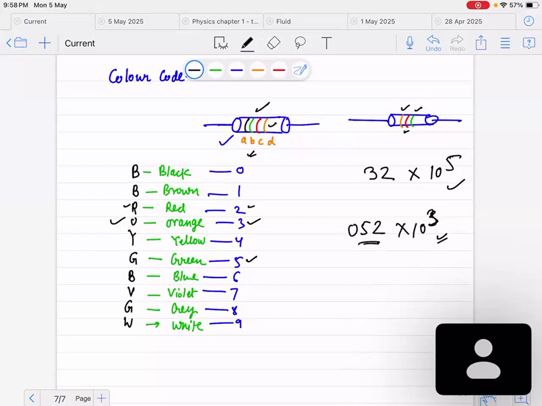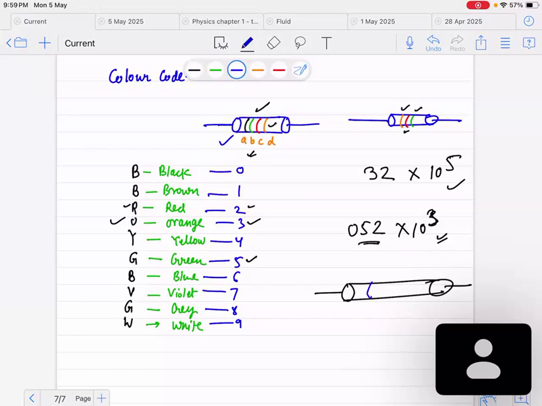The last one you should write down in terms of the multiple of 10. So only 2 digits will be used, like we write the whole number. Suppose there's another wire and they are these colors.